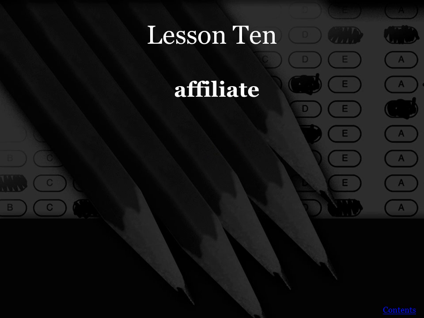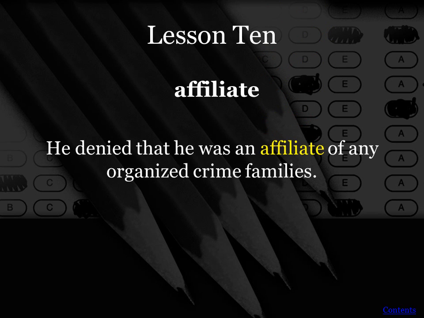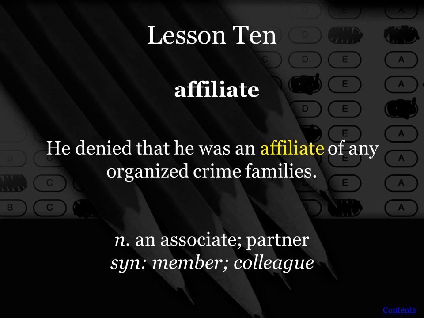Next is affiliate. Here's our sentence. He denied that he was an affiliate of any organized crime families. Here's our definition. An associate or partner. He's denying that he works with these crime families. He doesn't want to get in trouble by the police or the FBI.